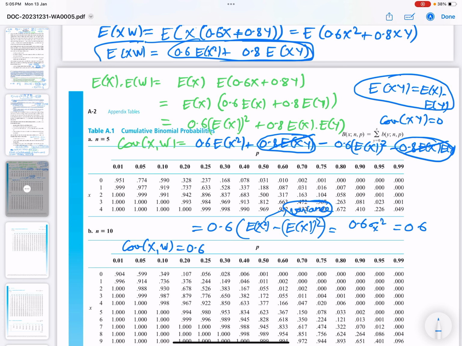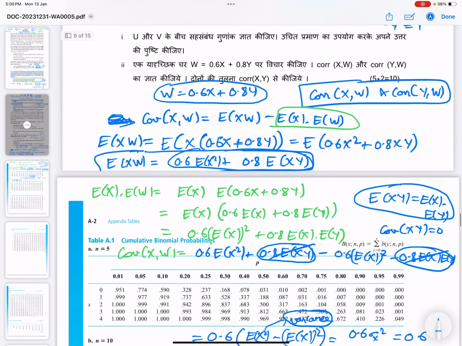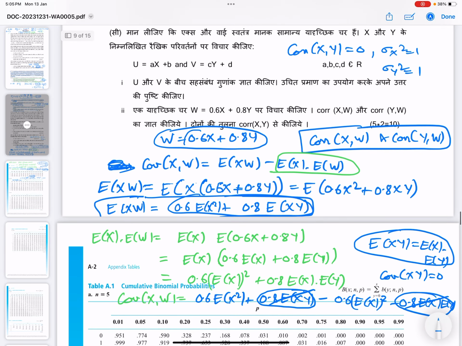And let us see the transformation that was being made for W. Now if you see it, W was 0.6X plus 0.8Y. And so the covariance of X and W is coming out to be 0.6 sigma x square. Okay. Now talking about the correlation.